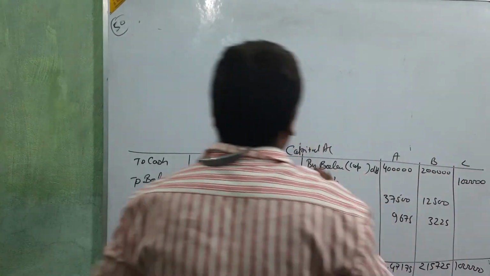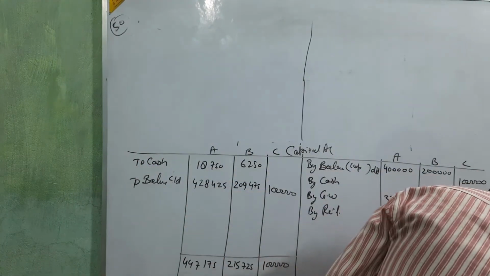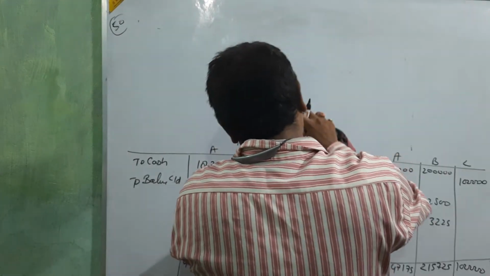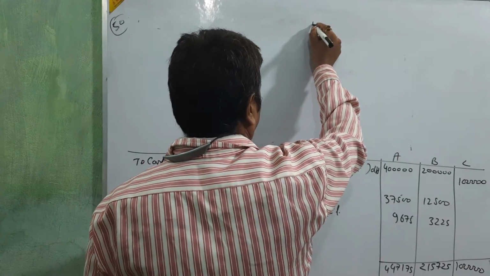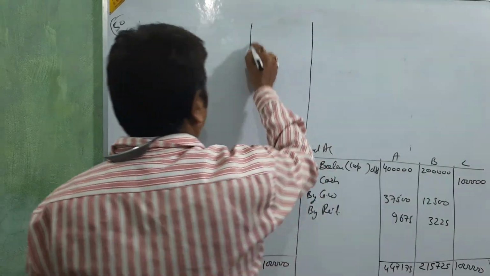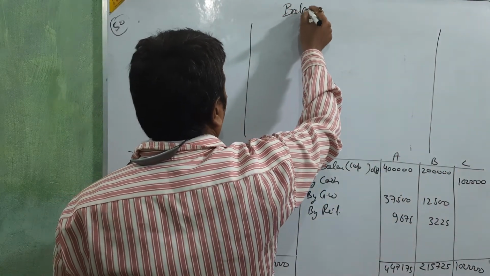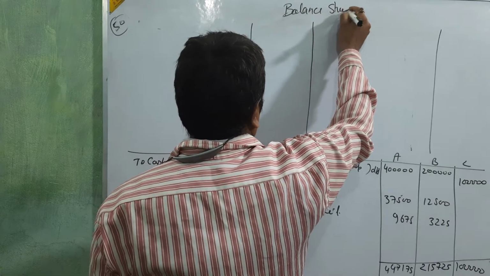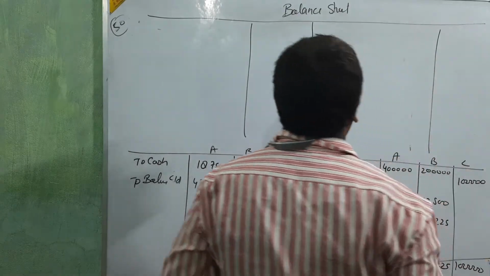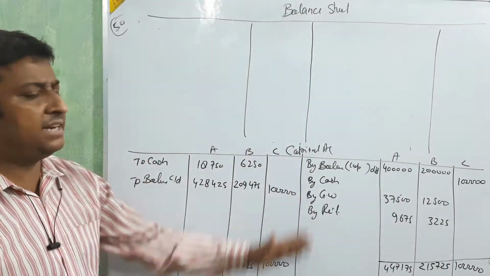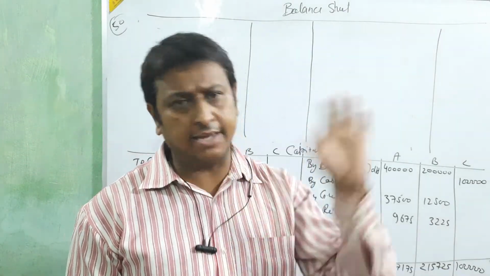Okay, just see how to make the balance sheet. I think you will remember the balance sheet. In first year we made the balance sheet, and the same balance sheet we are going to make here. When we make this balance sheet, only see the old balance sheet which is given in the question. Nothing else.